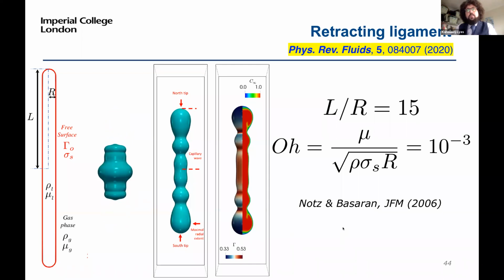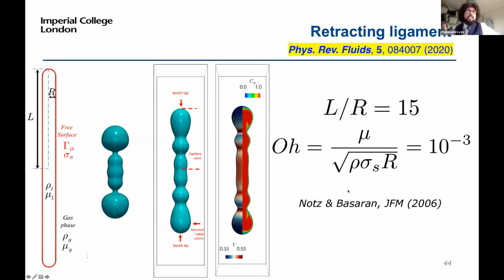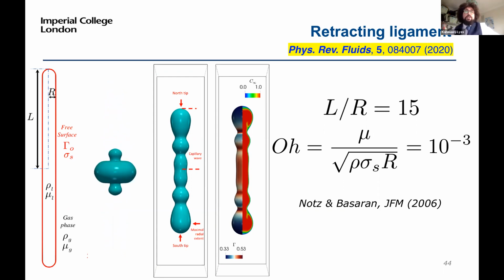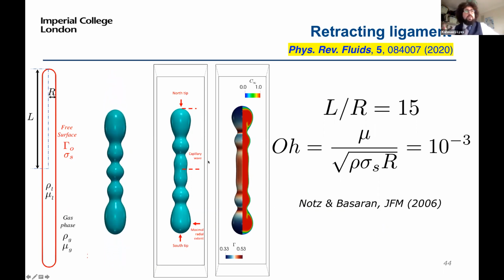We used the configuration of the team of Osman Basaran, and this is a really interesting paper, JFM 2006. They studied the retracting ligament. We're doing this in 2D, but we take over this work not only to reproduce and understand, but also because back in 2006, they weren't able to go beyond any singularities. So we took this work, we did it in a clean way, and also with the addition of surfactant.